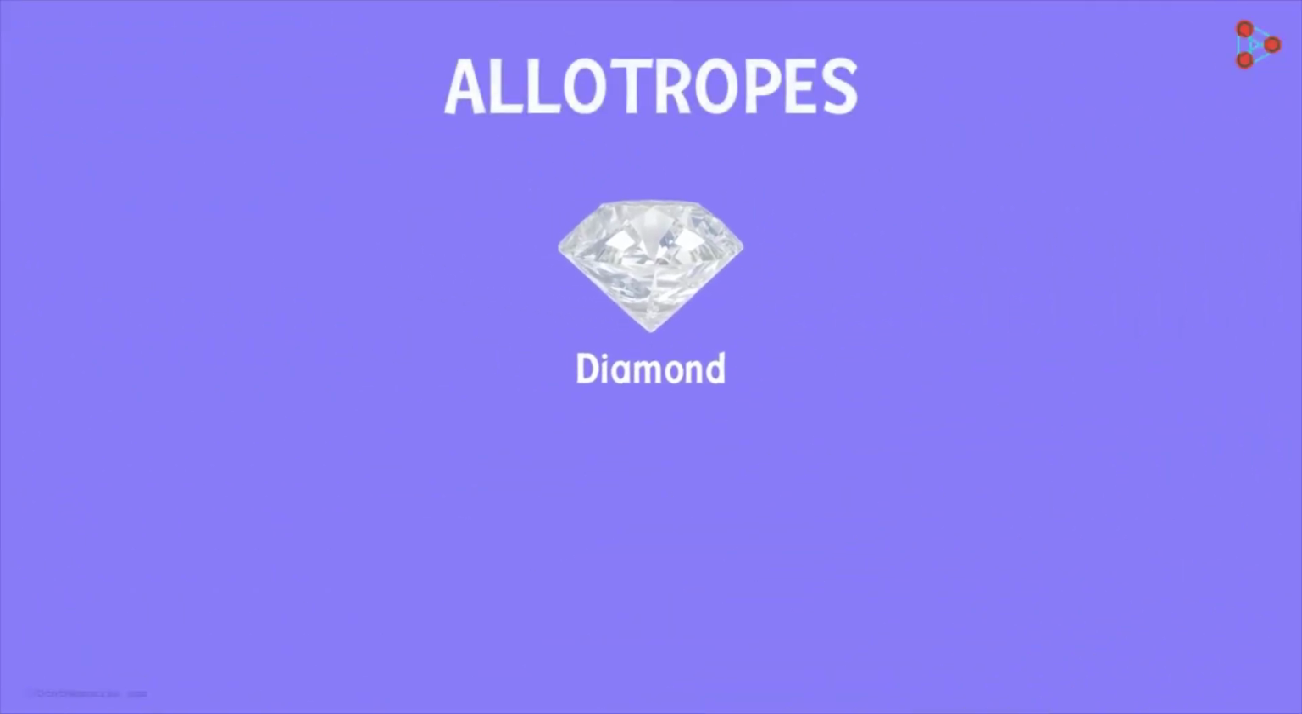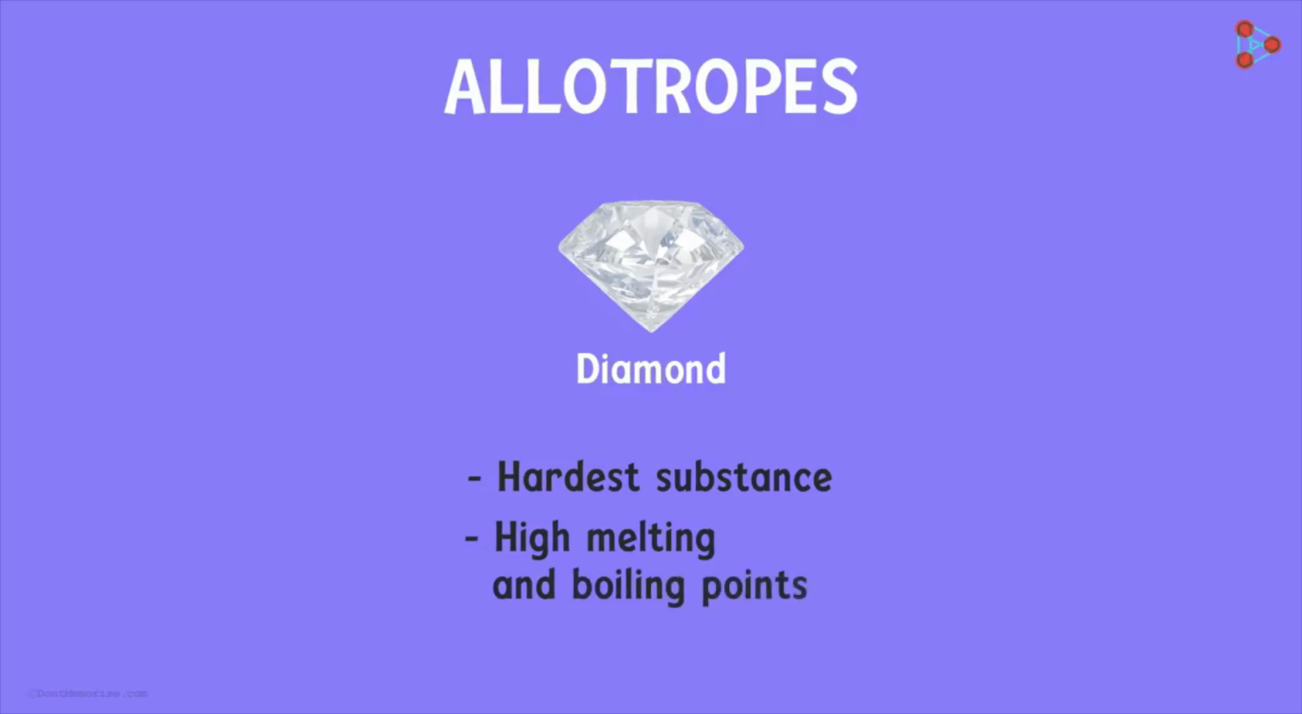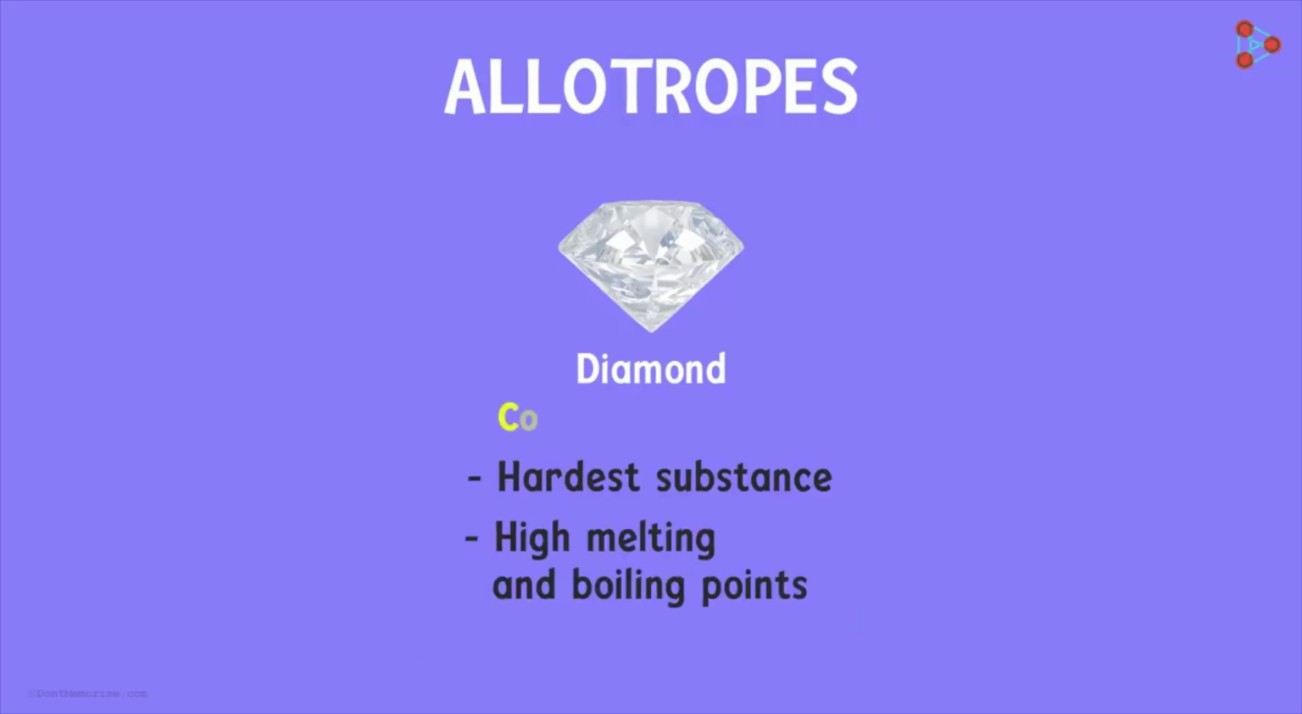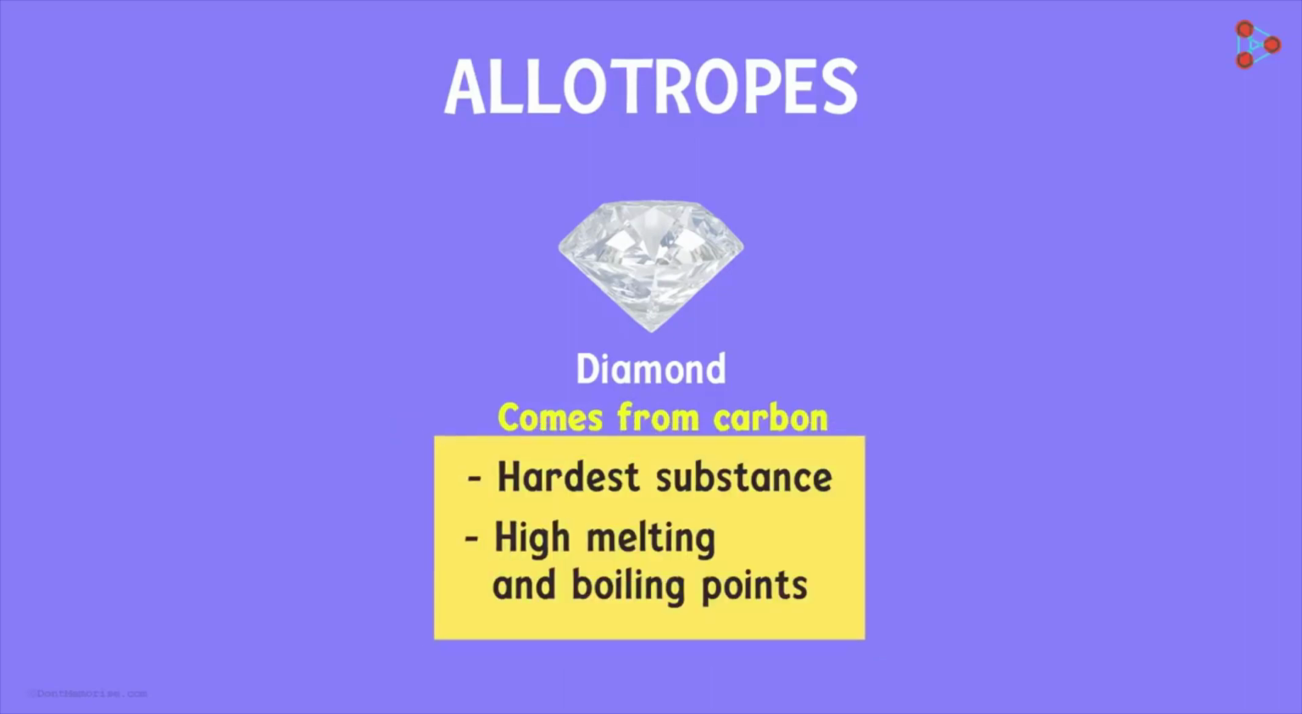Let us look at the allotrope diamond of carbon. It is known as the hardest substance and has an extremely high melting point and boiling point. Aren't these the properties of metals? But it is surprising that diamond is an allotrope of carbon, which is non-metal. Diamond too is a non-metal which strongly exhibits the properties of metals.